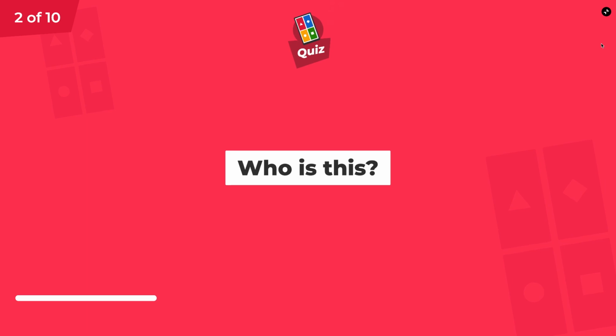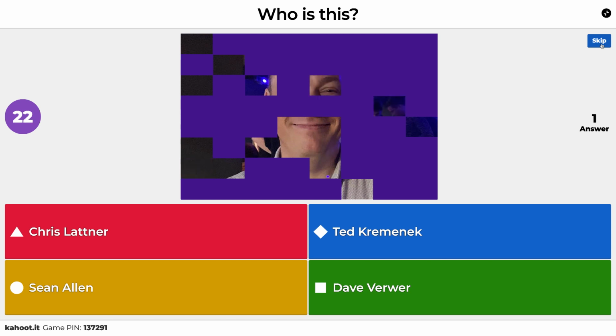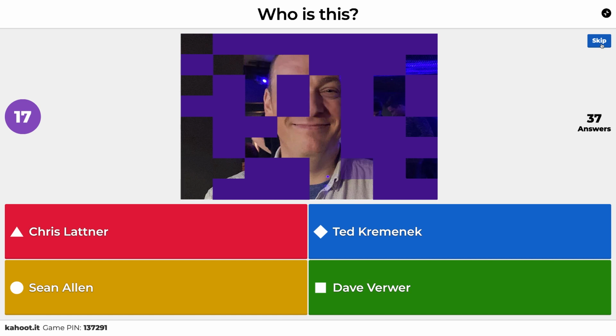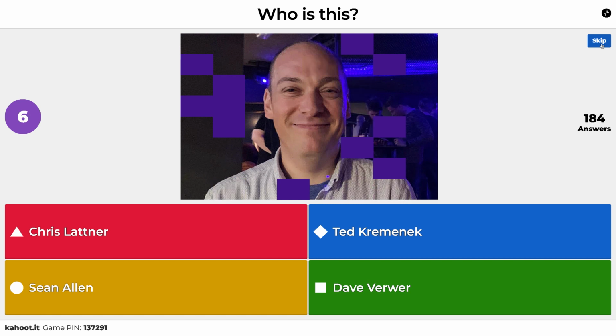Question 2. Who is this? Is it Chris Lattner? Is it Ted Kremenek? Is it Sean Allen? Or is it Dave Verwer? Chris Lattner, of course, started the Swift project. Ted Kremenek is the current project lead, I should say, not project manager. He runs Swift at Apple. And Sean Allen, of course, is a prominent YouTuber in the Swift world. And Dave Verwer runs iOS Dev Weekly. Who is that grinning back at you across the internets?